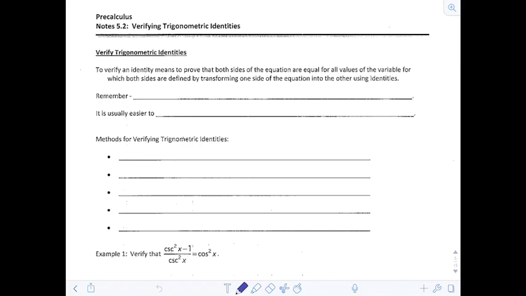Okay, notes for 5.2, verifying trigonometric identities. So this is the section where we're going to do trig proofs, like everyone's heard about. The first thing we're going to do before we get into the examples is talk about what it is to verify a trig identity, how to do it, and give you some hints as to the methods that are going to help you get to the proof itself and to verify.